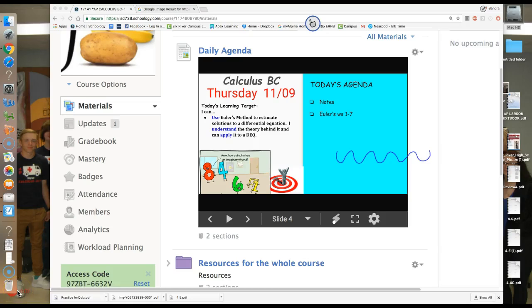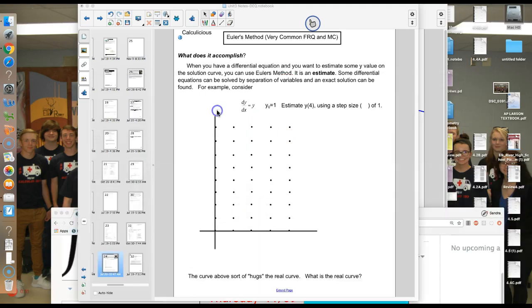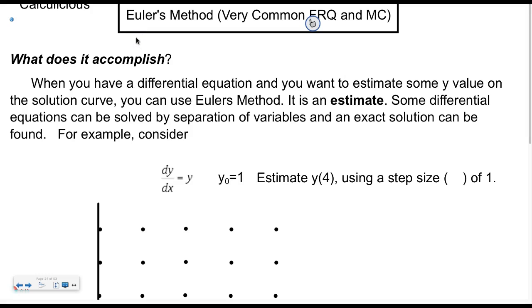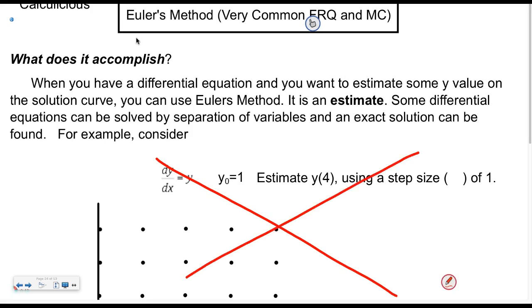All right, so the task today, we're going to use Euler's method. We're going to be solving differential equations still. We'll give you the theory and then see if you can apply it. In your notes, I want you to go to this page right here, and we're not going to use this page. We're going to do something a little different. So you can go ahead and cross this whole chunk out.